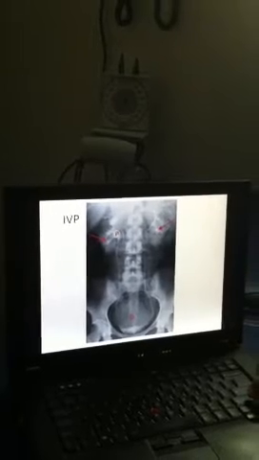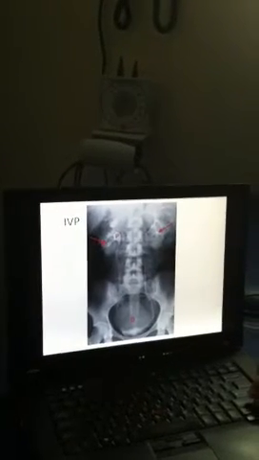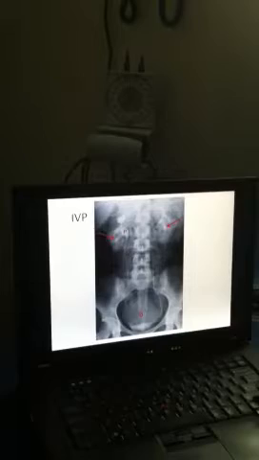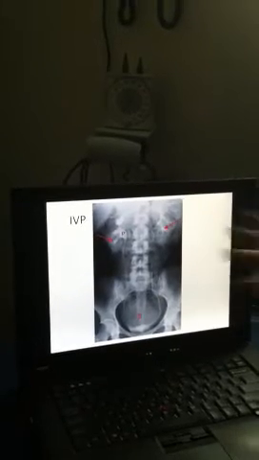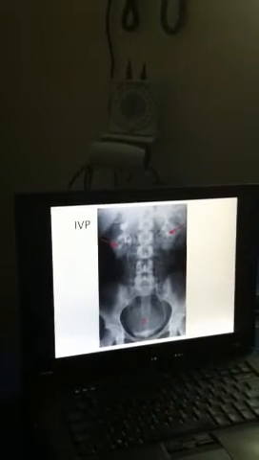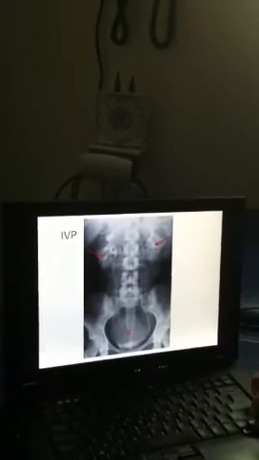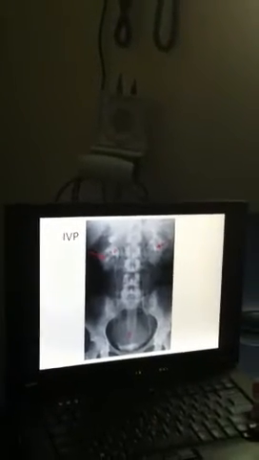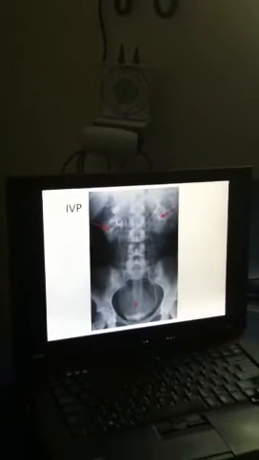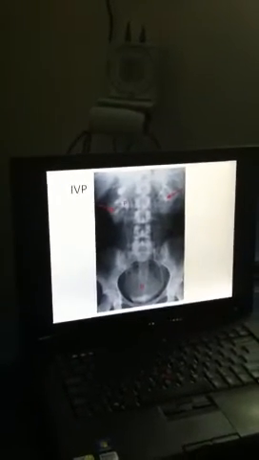Any other questions? What was KUB again? KUB is kidney, ureter, bladder. It's just a plain x-ray. This one has dye. Do we have to be able to differentiate which one is which? Like, I don't think so, not for the test. Okay. For radiology, I mean, for radiology, definitely. Alright, we'll worry about that.